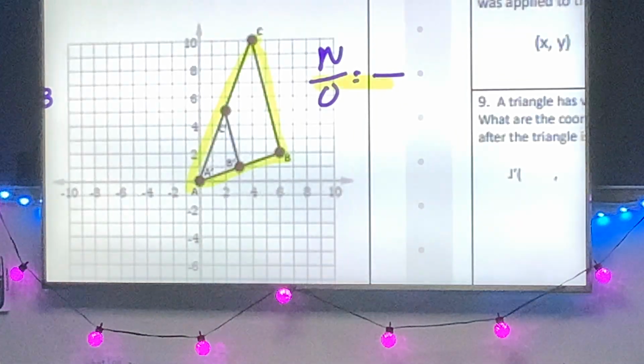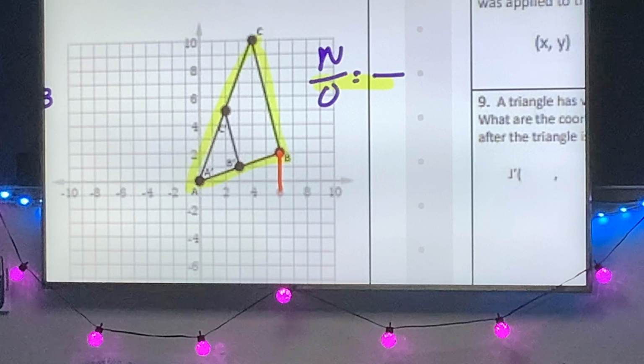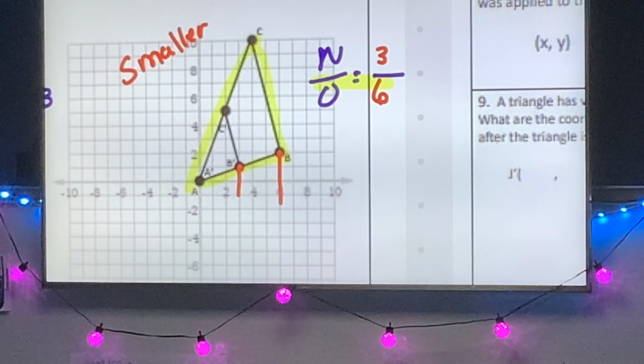So on B, if I go to my original, what did I go down and hit? Your 6, so your original is 6. Where's my new B? At 3. Oh, we did not discuss this before, sorry. Is my new figure bigger or smaller? Smaller. So that means my answer needs to be less than 1.